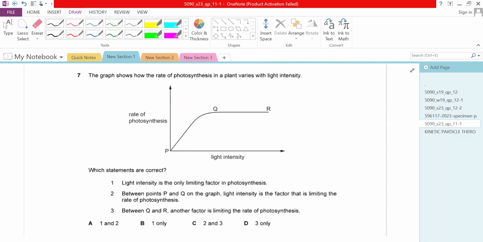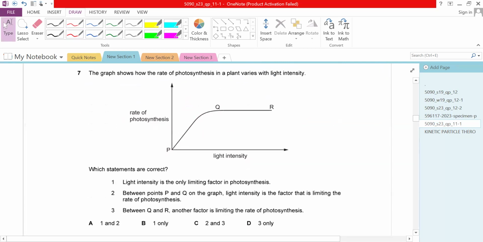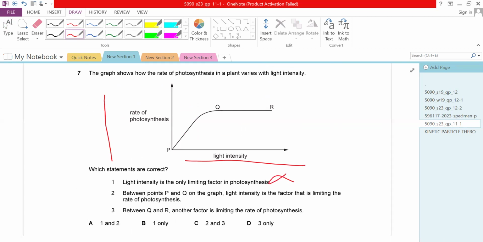Question number 7. The graph shows how the rate of photosynthesis in a plant varies with the light intensity. So the rate of photosynthesis is on the y-axis and the light intensity is on the x-axis. Which statement is correct? Between points P and Q on the graph, the light intensity is the limiting factor.